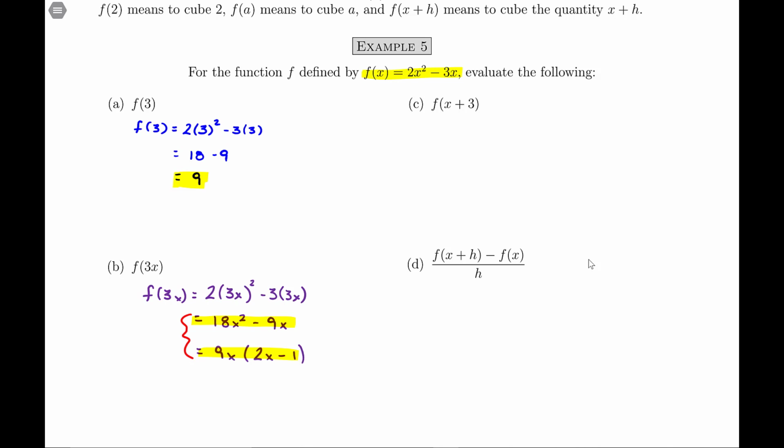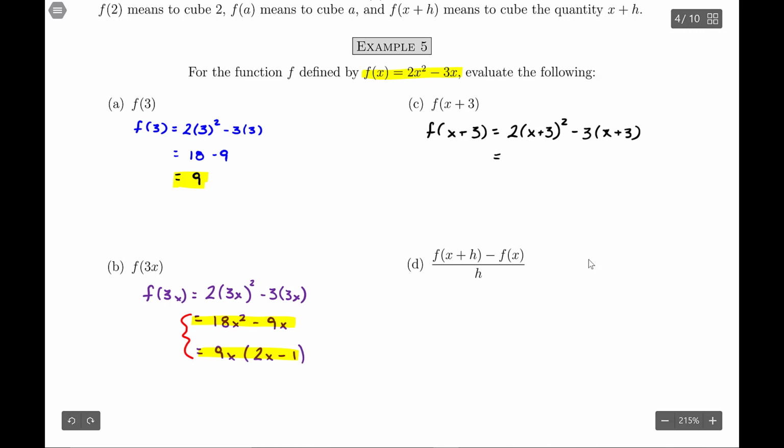For part C, we're going to evaluate it at x plus 3. So we take our function and we replace every case of x with x plus 3. And then we start to simplify. Now the x plus 3 quantity squared, we've talked about this before. Remember, that just means it's x plus 3 times x plus 3.